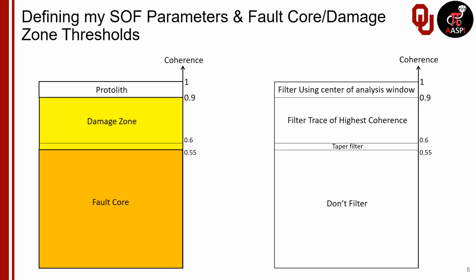So now I will be getting into my main SOF parameters. The picture on the right is basically showing us what the filter is doing based on the highest coherent trace within each analysis window. Between 1 and 0.9 coherence, that is interpreted as protolith, and traces that fall between 0.9 and 0.66 or 0.55, that is roughly the separation between the damage zone and the fault core. I will get into later why I chose these as my specific parameters for this filter.